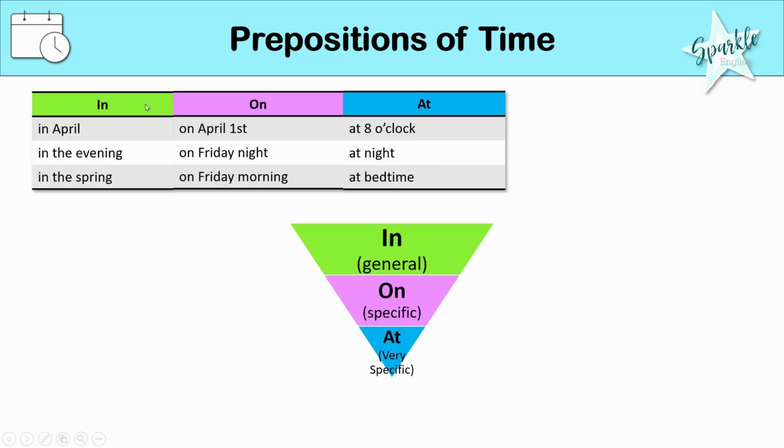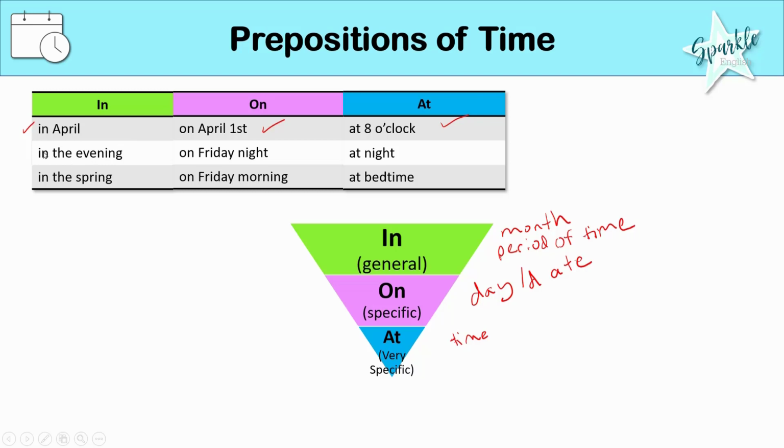Okay, so now let's look at in, on, and at and compare them a little bit. You'll notice that in is more general, for example, a month or a period of time. So for example, in April. And on is a bit more specific, a day or a date. So on April 1st. And then at is very specific, for a time, for example, at 8 o'clock.